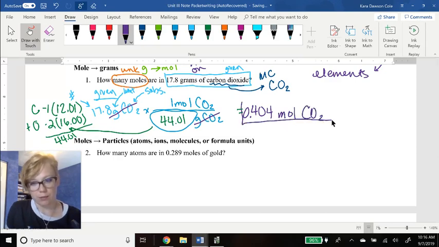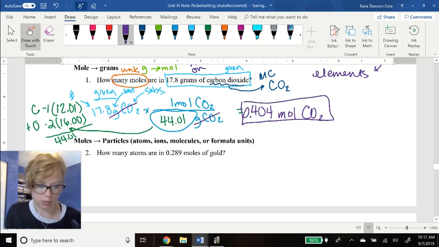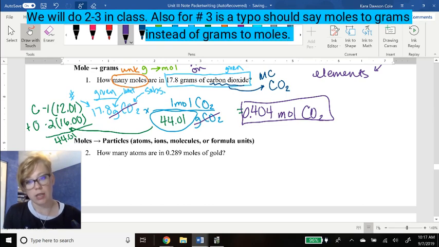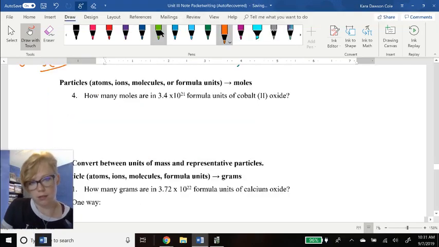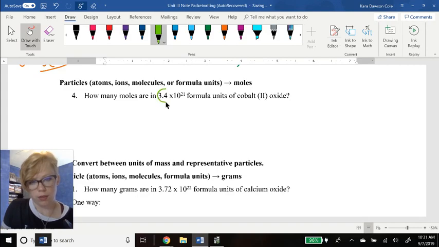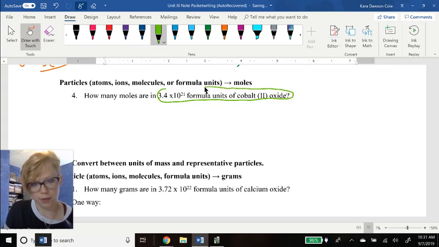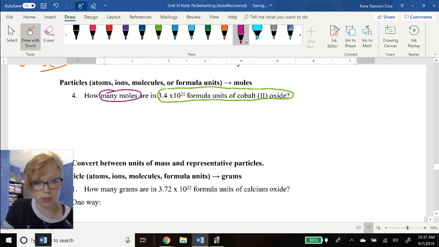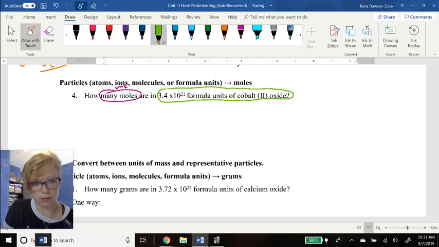Now, whenever you do a calculation and you have a substance, you need to make sure that you write that substance down. So I'm looking for your number, the correct number of sig figs, the unit, and the substance. Okay. If I'm given 3.4 times 10 to the 21 formula units of cobalt(II) oxide, my unknown here is how many moles. Moles is my unknown.